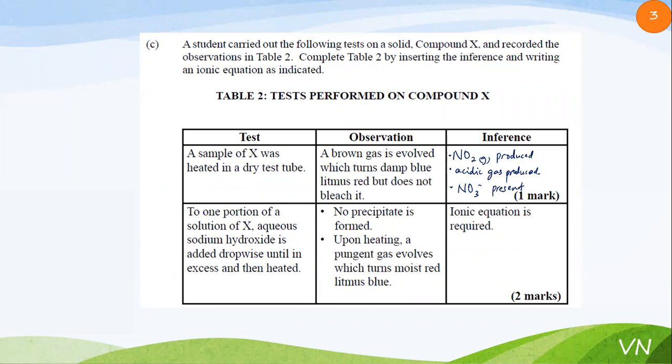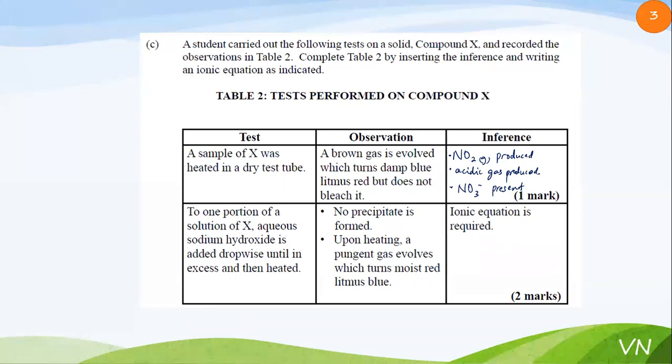The next part here tells us now that to a portion of a solution of X, aqueous sodium hydroxide was added dropwise until in excess and then heated. The observation is that no precipitate is formed. However, upon heating, a pungent gas evolves, which turns moist red litmus blue. So once we see in there that there is a gas that turns moist red litmus blue, it is telling us it's an alkaline gas. And I'm certain you can recall from fourth form that there is only one alkaline gas that you will be meeting in your study of chemistry at the CSEC level.